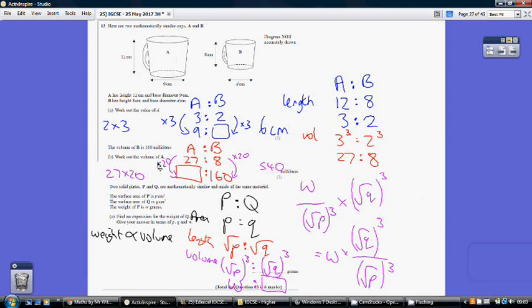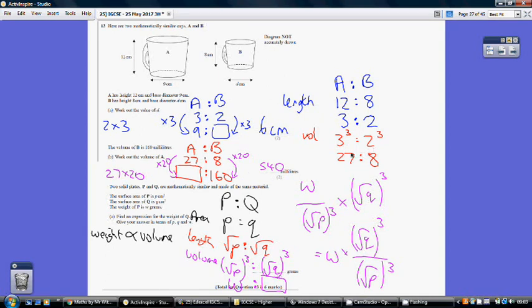Now for part B, we're now dealing with volume. We're told the volume of B is 160, and we need to work out the volume of A. Now we know the length ratio is 3 to 2 from A to B. The volume ratio is going to be this cubed. The area ratio would have been the length ratio squared. Area is 2-dimensional, so you square to get the area ratio, and volume is 3-dimensional, so you cube to get the volume ratio. So the volume ratio is 3 cubed to 2 cubed, which is 27 to 8.